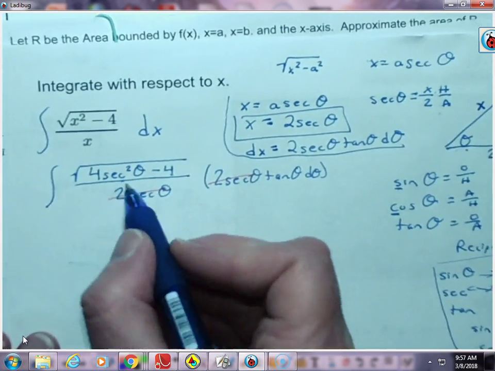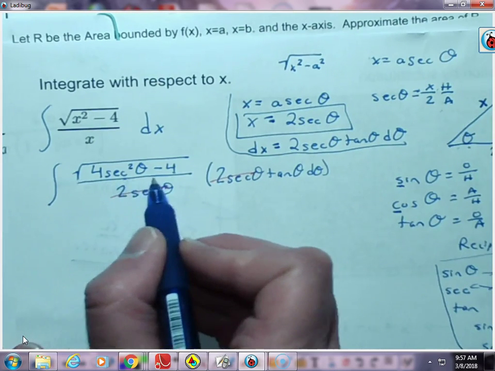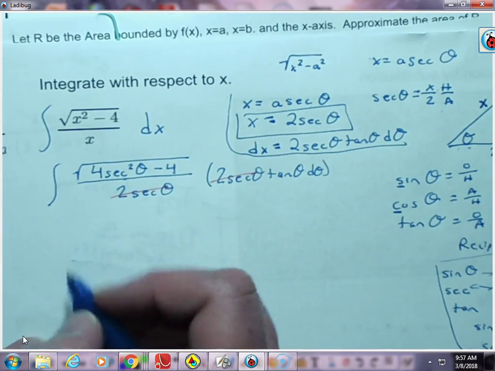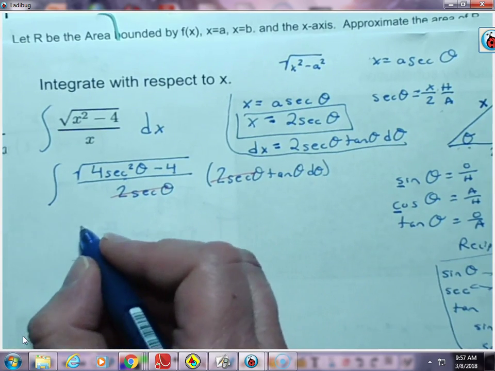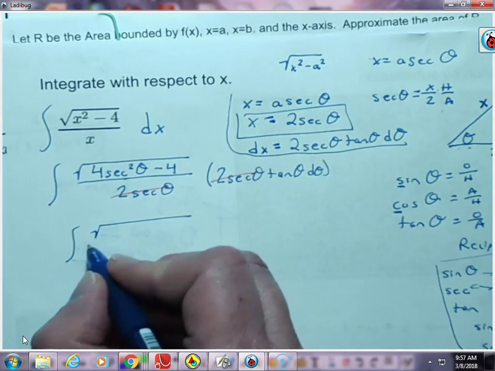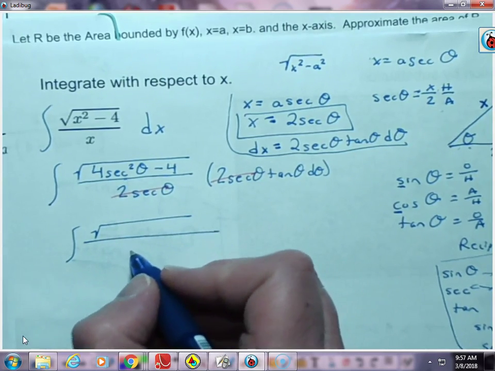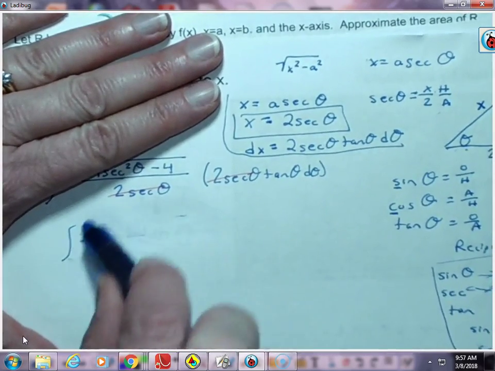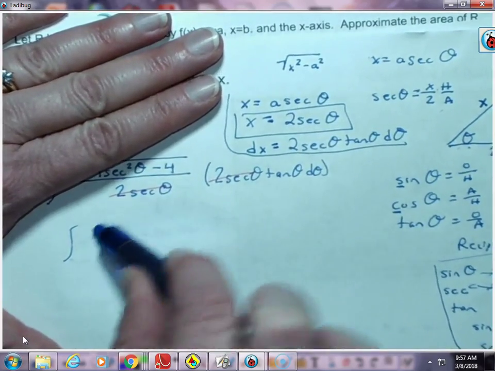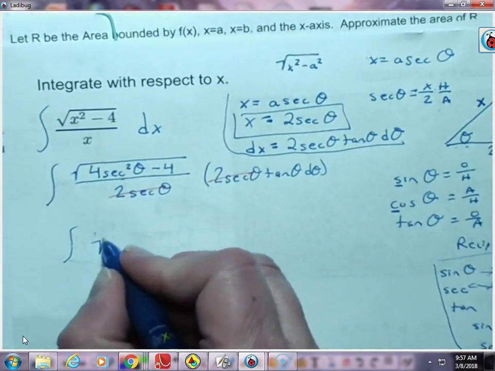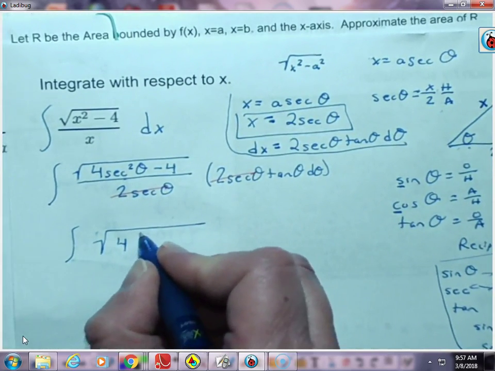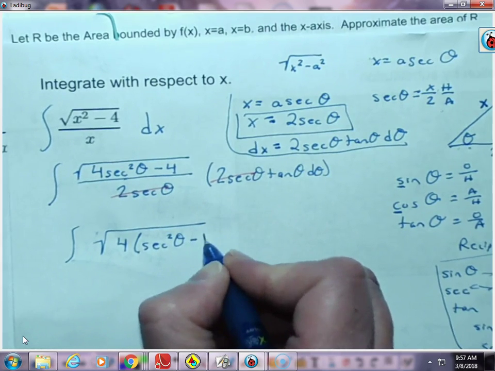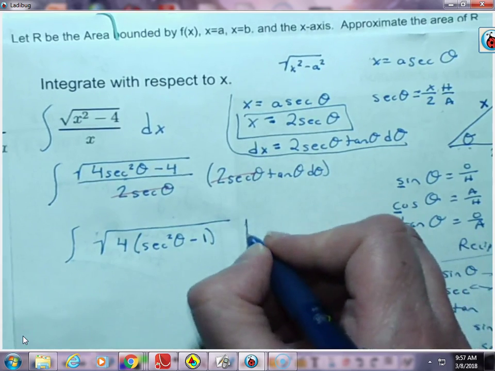All right. Now, does this little 4 secant squared theta minus 4 look like anything? Isn't that what we did? Oh, I don't need a denominator anymore because I canceled my denominator. It does look like a trigonometric identity. Okay, here's what I'm going to do. I'm going to factor out the 4 and see if it looks better to you. Oh, you're kidding. I'm not even kidding. Whoa. You're kidding me.